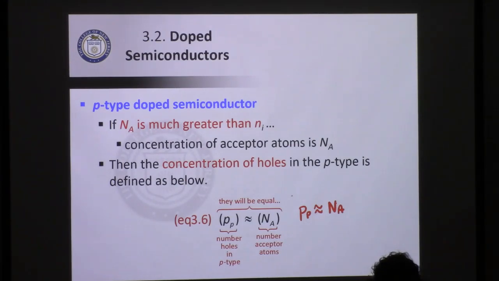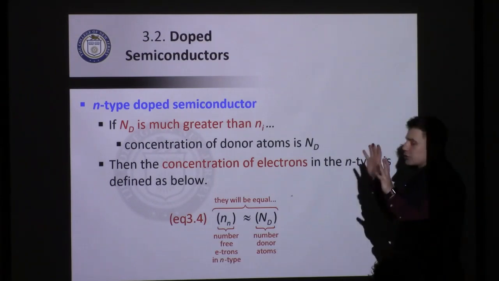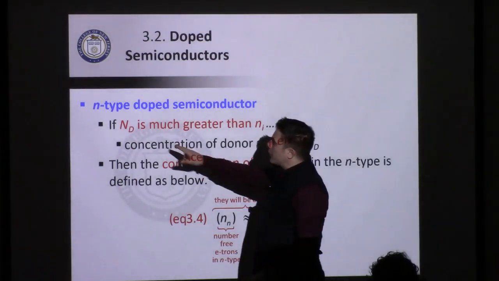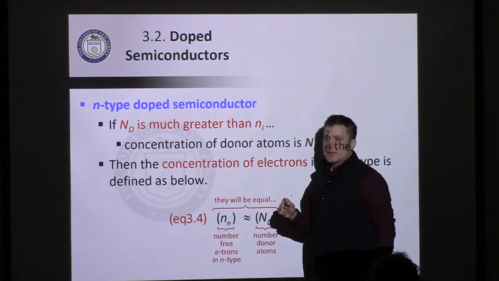And so we should talk about, well, actually I'll talk about that in a second. For the N-type doped semiconductor, we have a similar situation. And so again, we're assuming that the concentration of the donor doping agent is significantly higher than what would be present intrinsically.